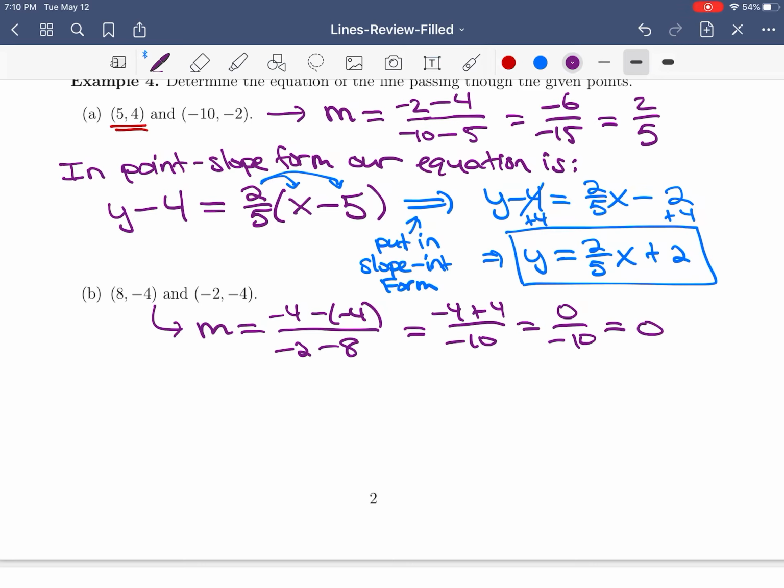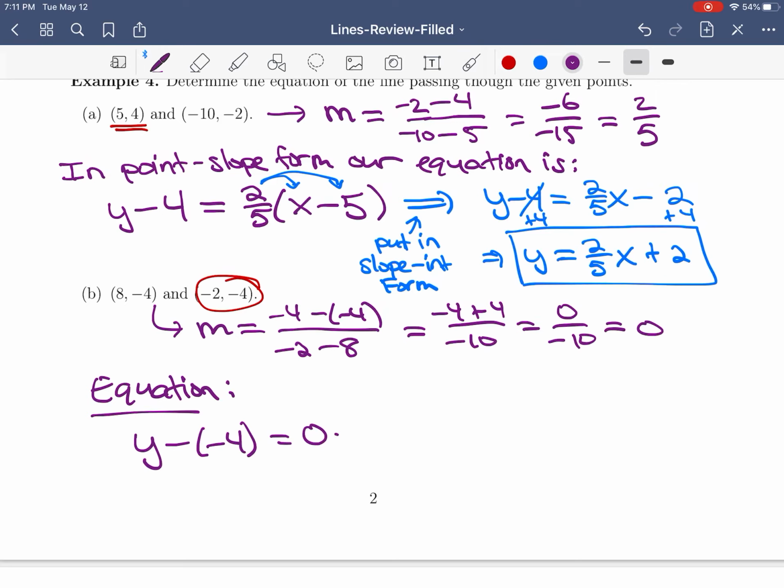Now, we said before, a slope of 0 means a horizontal line. But you can still use the point-slope form to find the equation. So you might know the equation right away, and then you don't have to do this. But I'm going to use, I don't know, let's use this point just to be different. So it's going to be y minus negative 4 is equal to 0 times x minus negative 2.